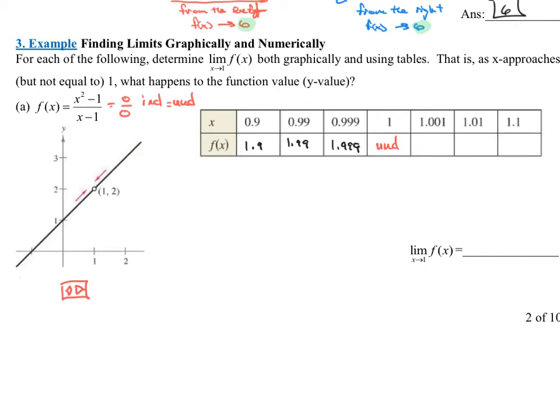So what do I want you to notice? Well, our x values approached 1 from the left. We were smaller than 1, and we got closer and closer to 1. Look what's happening to the y values. 1.9, 1.99, 1.999. So, as x approaches 1 from the left, my function value approaches the number, well, it looks like it's getting closer and closer to 2.